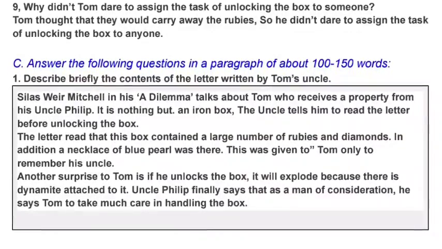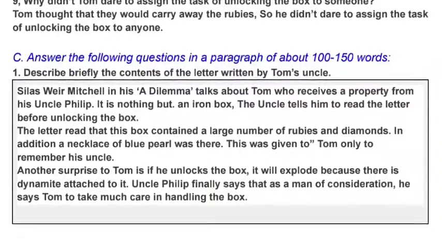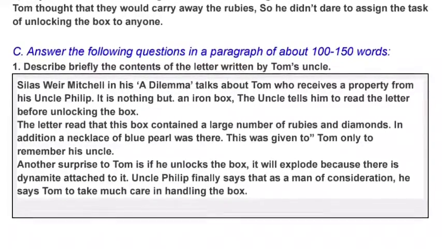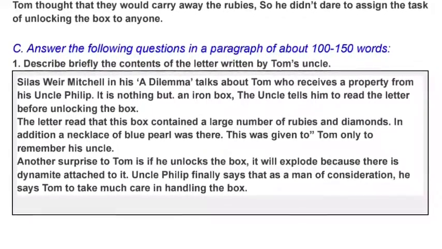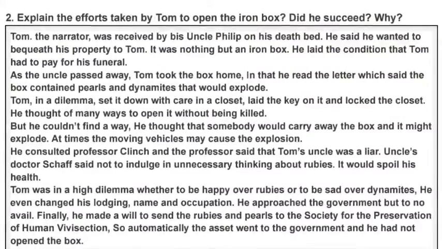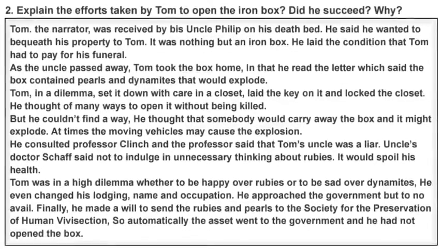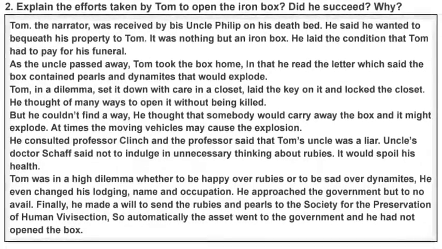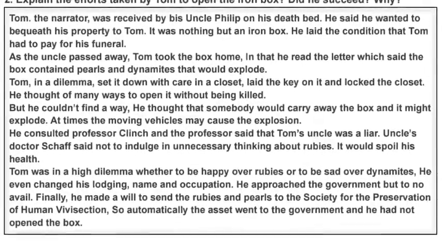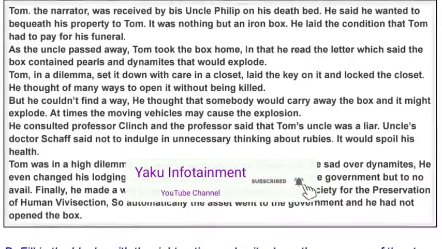Another surprise to Tom is if he unlocks the box, it will explode because there is dynamite attached to it. Uncle Philip finally says that as a man of consideration, he says Tom to take much care in handling the box. 2. Explain the efforts taken by Tom to open the iron box. Did he succeed? Why? Tom, the narrator, was received by his Uncle Philip on his deathbed. He said he wanted to bequeath his property to Tom.